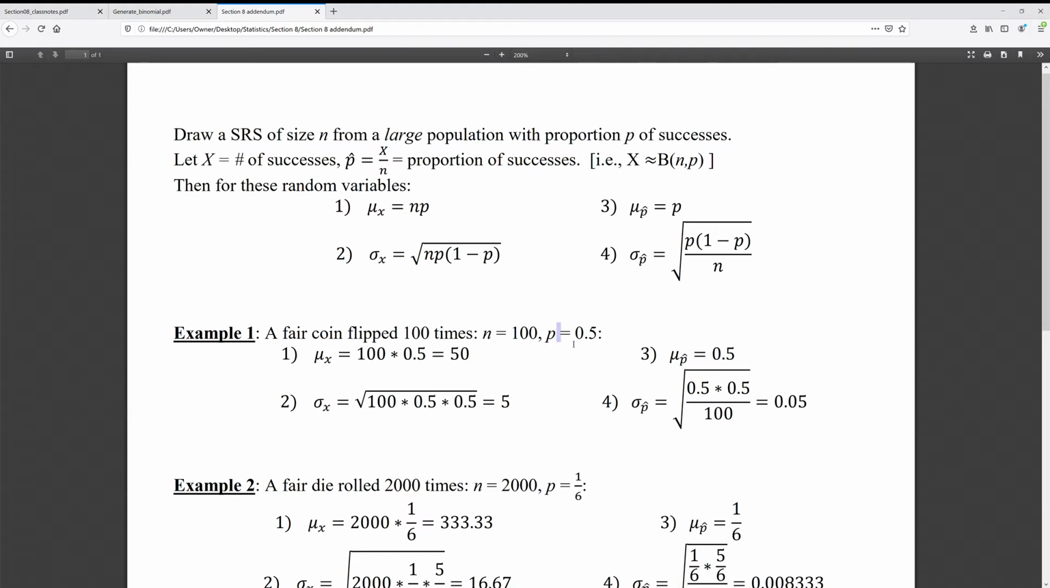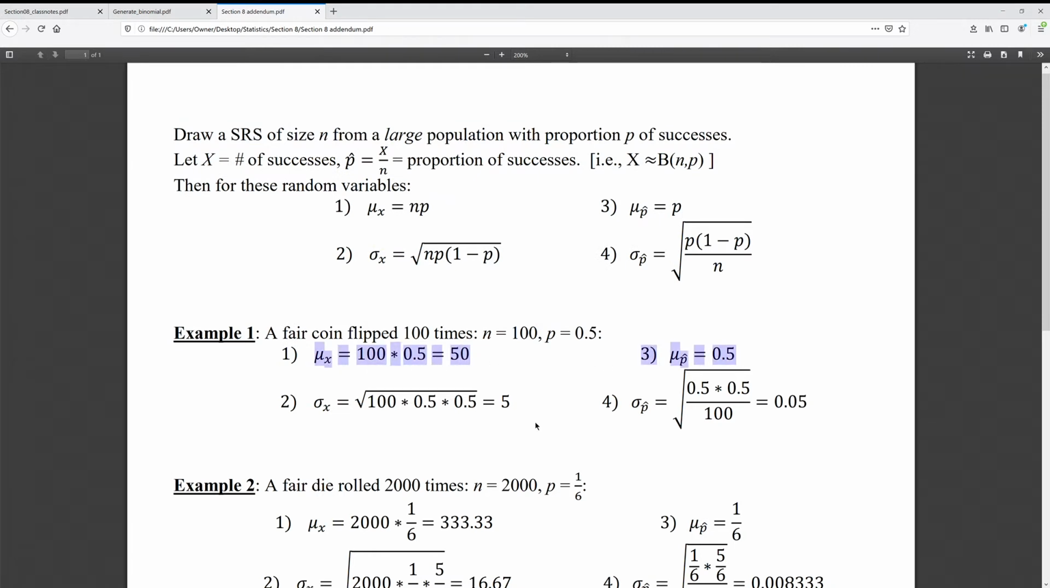So the probability of a head is a half. Let X be the number of heads that you get when you flip a coin 100 times, the left-hand side. Let P hat be the proportion of heads that you get when you flip a coin 100 times. X can be 0 or 1 or 2 or 3 or 99 or 100. P hat can be 0 or 1 over 100 or 2 over 100 or 99 over 100 or 100 over 100. 0 to 1. So these principles should be pretty much common sense, right?